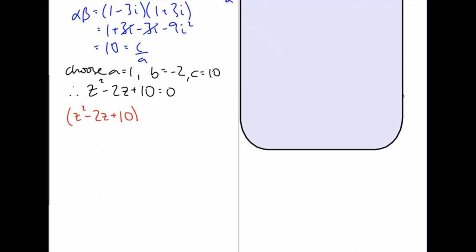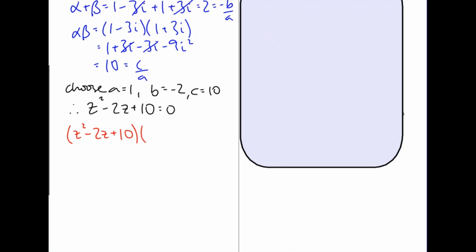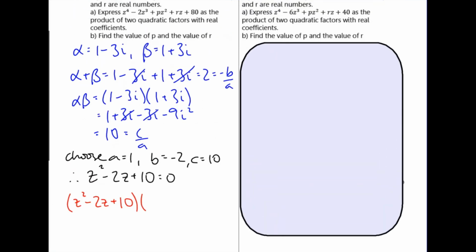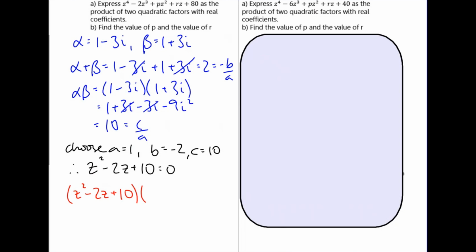That means this is one of the brackets for our quartic, and then you can use whatever method of division you prefer, long division, reverse grid method, or inspection, to work out what the other quadratic will be.